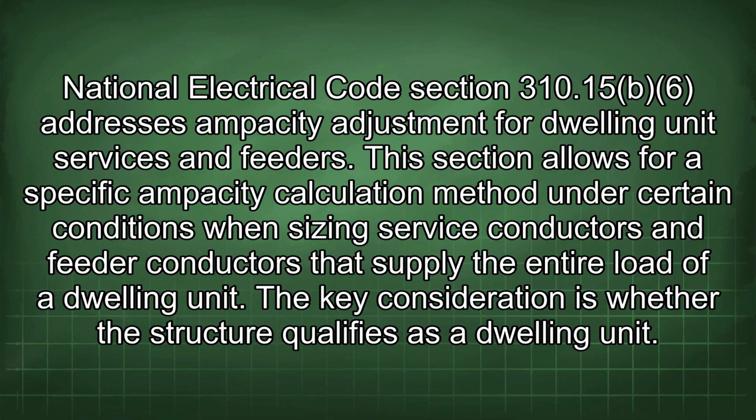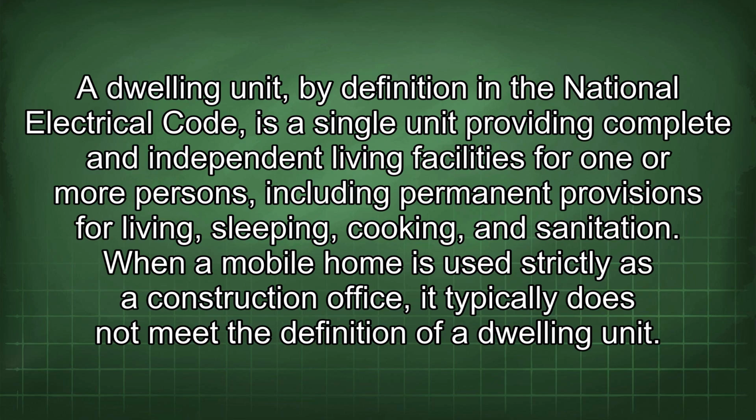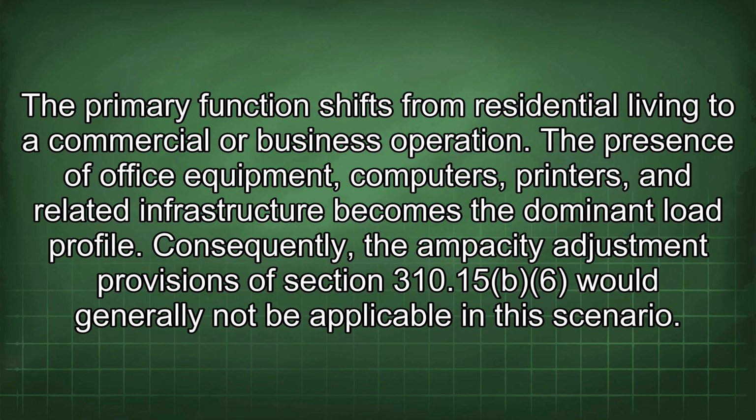The key consideration is whether the structure qualifies as a dwelling unit. A dwelling unit, by definition in the National Electrical Code, is a single unit providing complete and independent living facilities for one or more persons, including permanent provisions for living, sleeping, cooking, and sanitation. When a mobile home is used strictly as a construction office, it typically does not meet the definition of a dwelling unit. The primary function shifts from residential living to a commercial or business operation. The presence of office equipment, computers, printers, and related infrastructure becomes the dominant load profile.